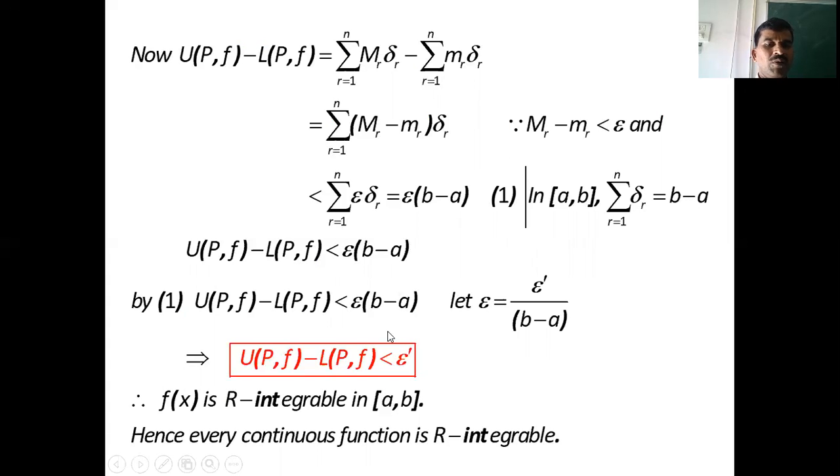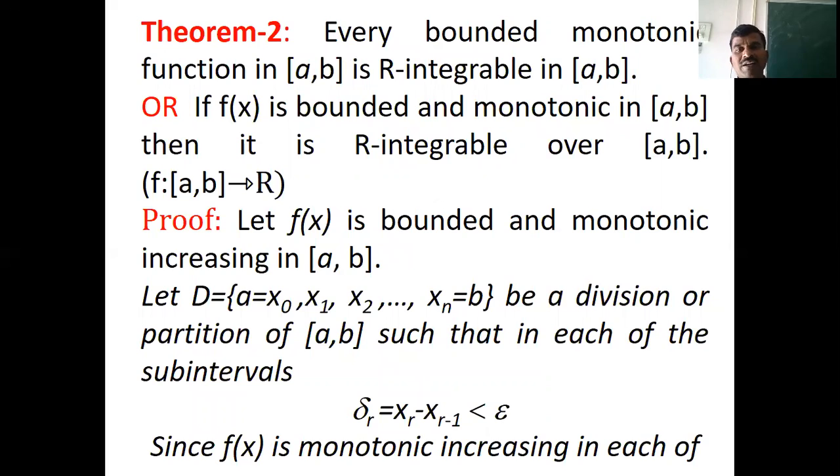Ultimately we get UPF minus LPF, after some simplification, by taking epsilon as epsilon prime by b minus a. So at the end this condition is satisfied, so the function is R integrable in AB. Hence every continuous function is R integrable in the closed interval AB. Now let us move to the next theorem: every bounded monotonic function in the closed interval AB is also R integrable in AB.